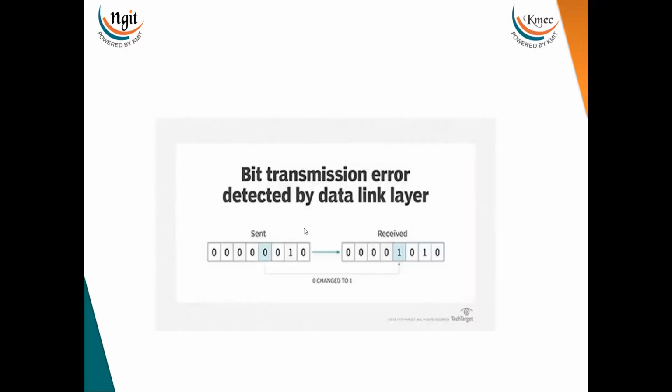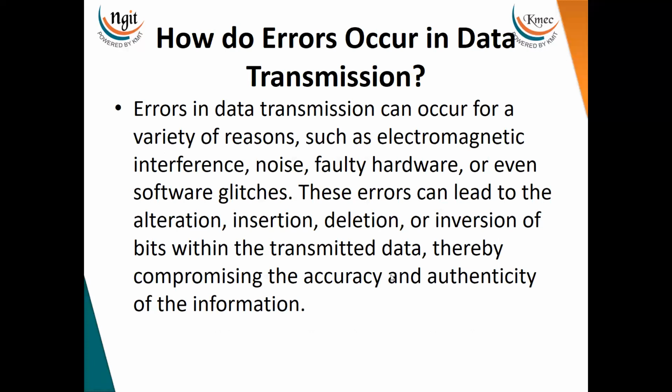Now, this is how the data is transmitted from the data link layer. The data is in the form of frames, and in the frame, the data is in the form of bits. This is at the sender side, and this is at the receiver side. If a value of 0 is changed to 1, then the frame has been received at the receiver side of the data link layer.